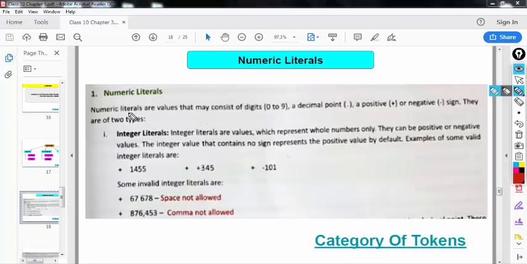So numeric literals are values that may consist of digits from 0 to 9. It can consist of a decimal point, and it can contain the plus symbol or the minus symbol. Okay, so a numeric literal can consist of digits from 0 to 9, a decimal point, plus sign, and minus sign.